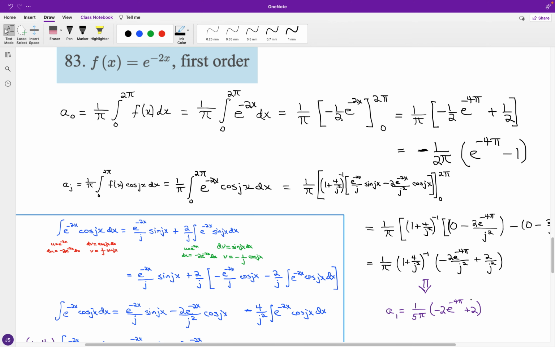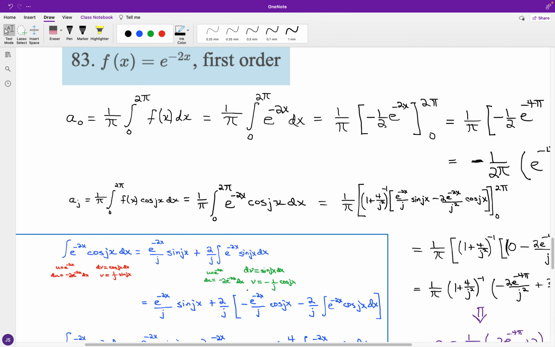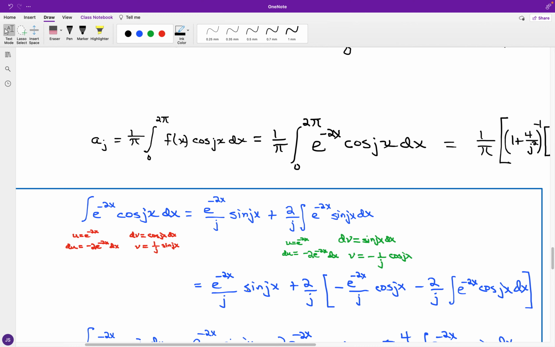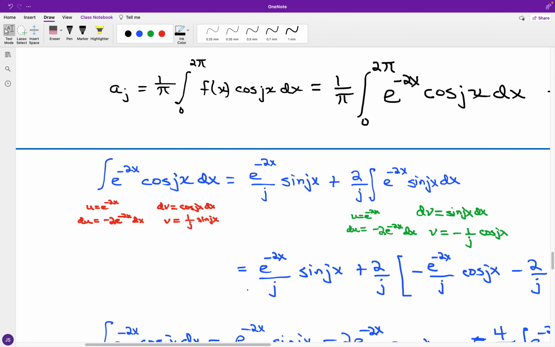Now for a sub j, again we're looking at 1 over pi times the function times the cosine of jx dx. And here we are re-entering the zone of integration by parts, and not just integration by parts, but repeating integration by parts. So for e to the negative 2x cosine of jx dx, I set u equal to e to the negative 2x and dv equal to the cosine of jx dx. In the differential statement, du is equal to negative 2e to the negative 2x dx, and v is 1 over j times the sine of jx.